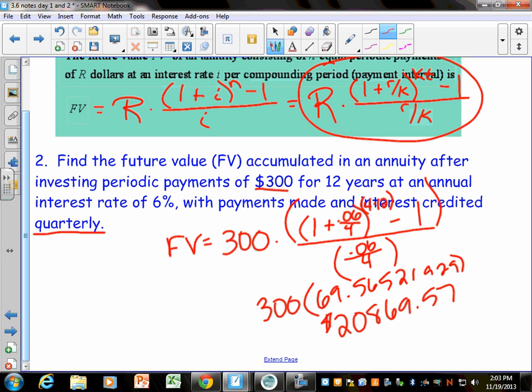I know that'd be an awesome car payment. I might just pay it in full to begin with. That's if we're investing money.